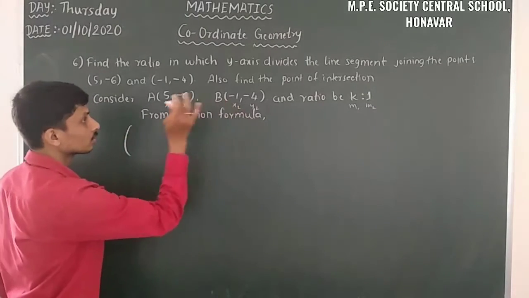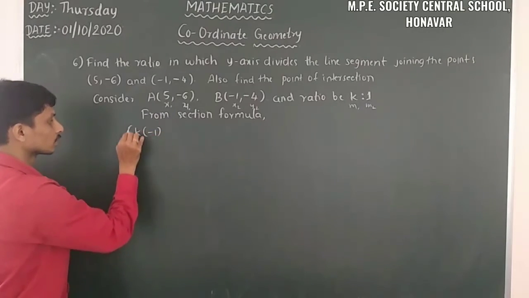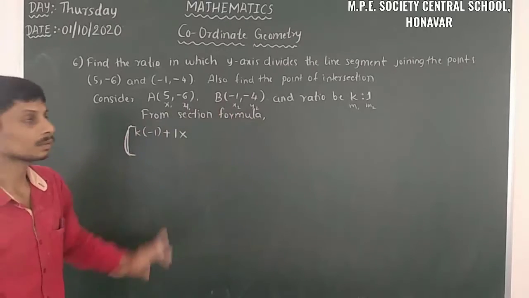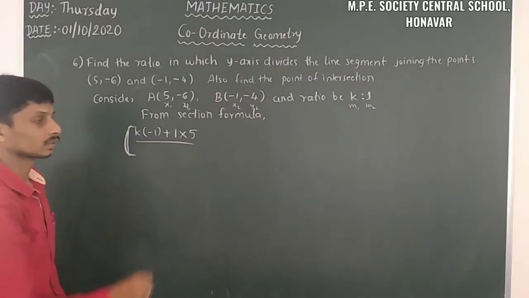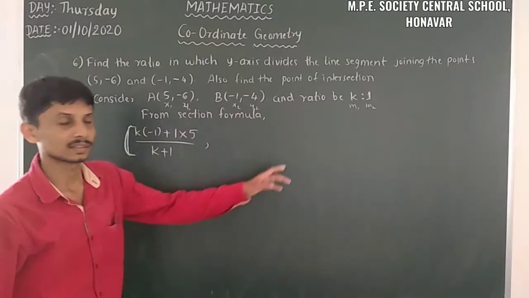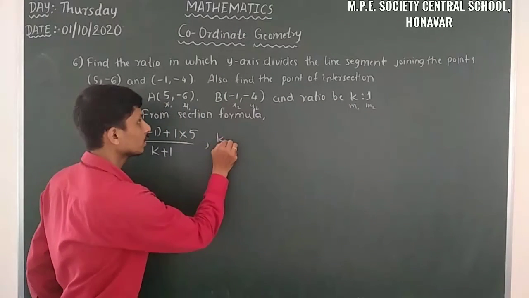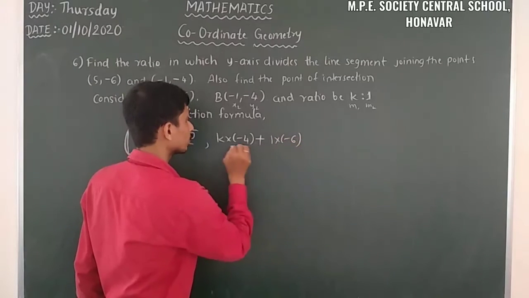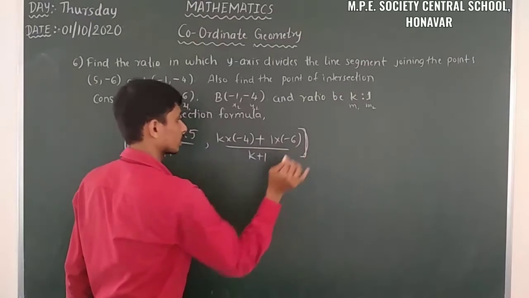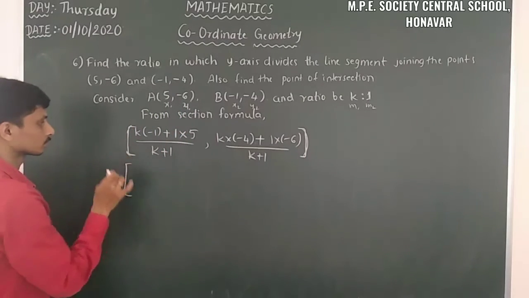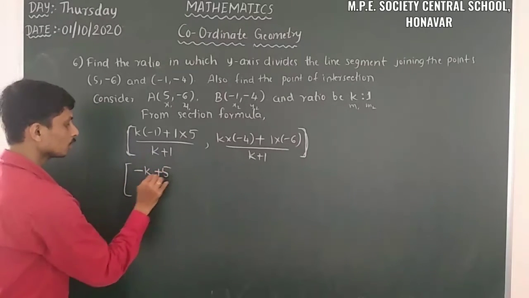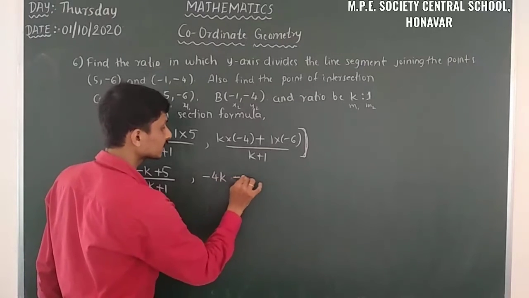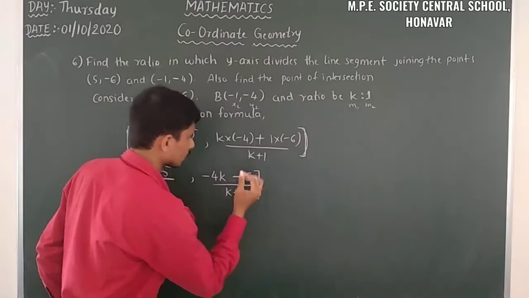m1x2, that means k into minus 1 plus 1 into x1, m1x2 plus m2x1, it is 5, divided by m1 plus m2, k plus 1, comma, then m1y2, k into minus 4 plus 1 into minus 6, divided by k plus 1. Yes. Then simplify this. k into minus 1 means minus k plus 5 divided by k plus 1, comma, minus 4k minus 6 divided by k plus 1.